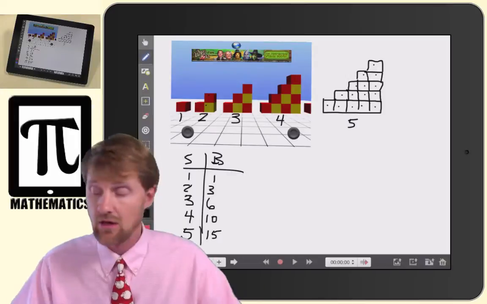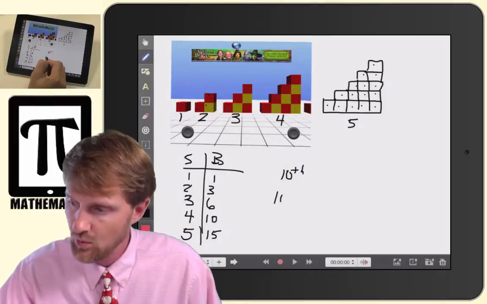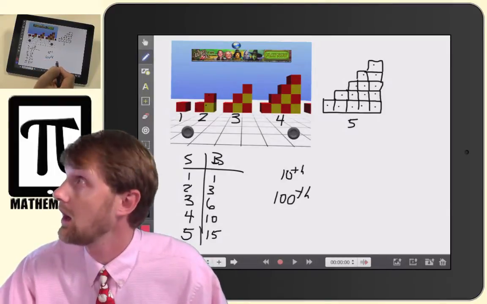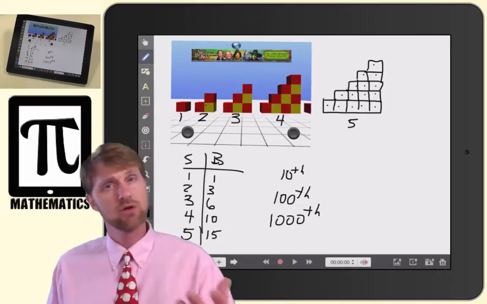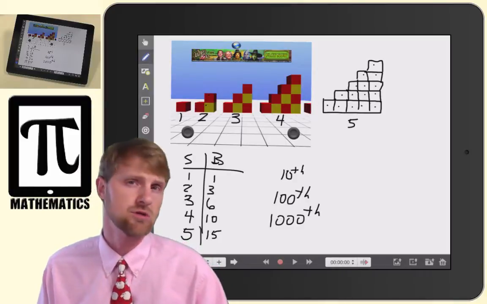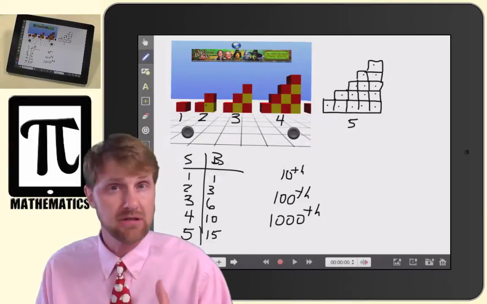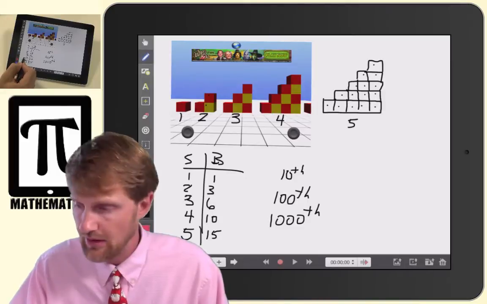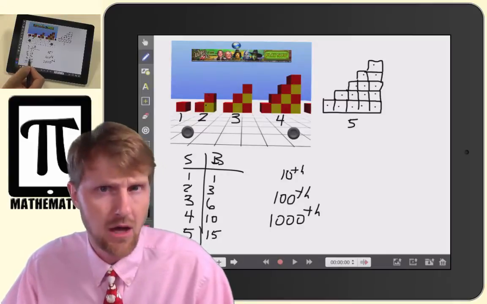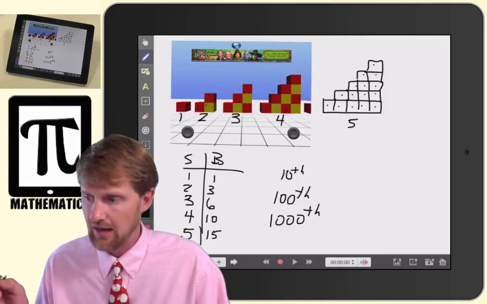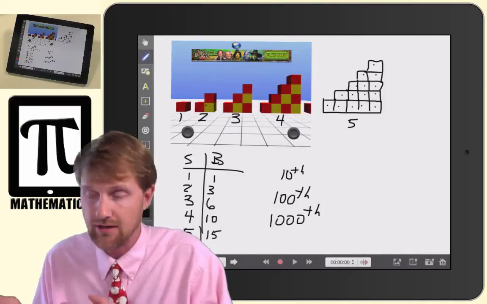But the question is, what if we went to the 10th? Or what if we went to the 100th staircase? What if we went to the 1000th staircase? In order to do that, we're going to need some kind of rule, some kind of way of explicitly calculating with these independent variables, these plug-in numbers, the ones that are going to be put into our function, our explicit rule.